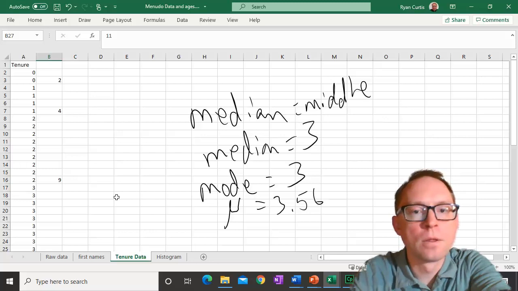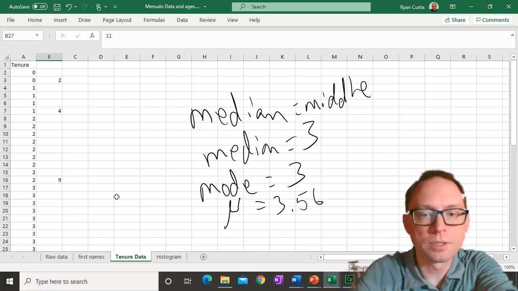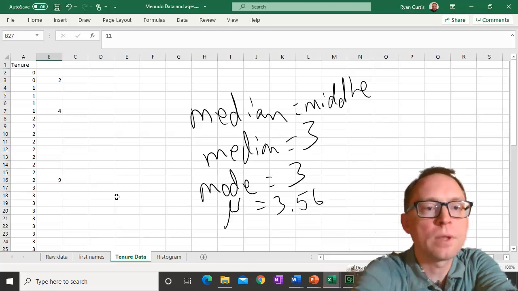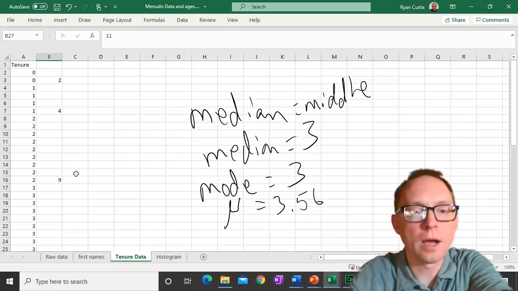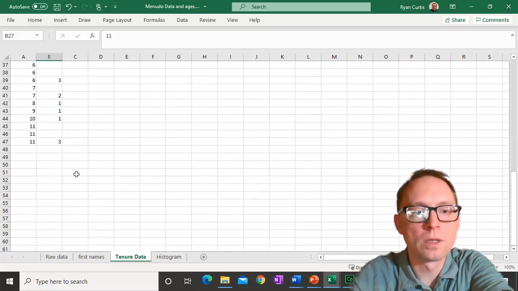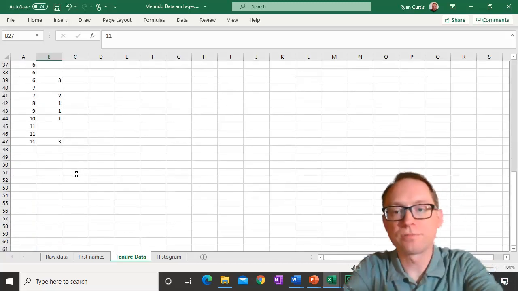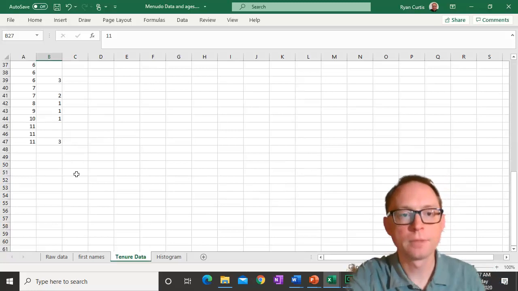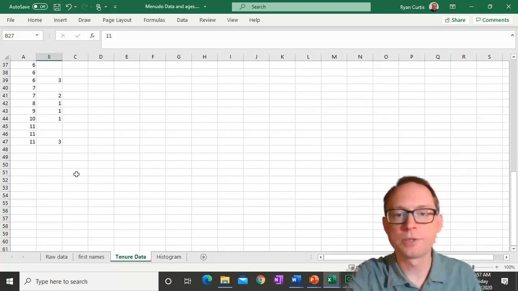Yeah, the lowest score. This is the tenure data, just the tenure data. The lowest score was a 0, and the highest score was 11. So that's the range, 0 to 11. Sometimes you subtract it. You say 11 minus 0, that is the range. So the range is 11 years.